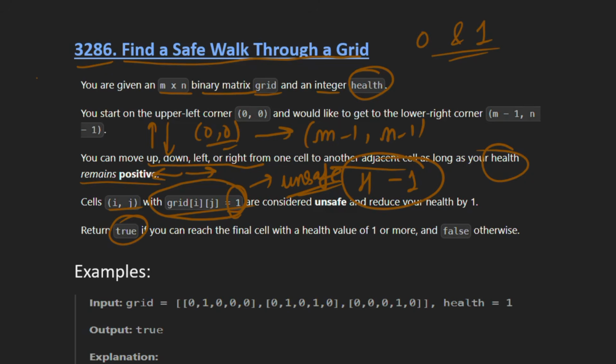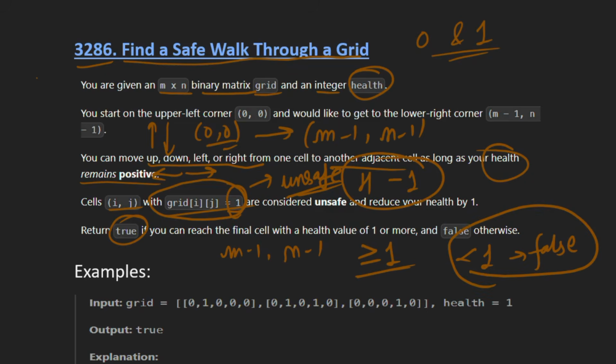true if we can reach the cell m minus 1 comma n minus 1 and our health is greater than or equal to 1, right? If our health is less than 1, then we have to return false. That means we have reached the cell, but we haven't reached it safely, right? So this is the question.